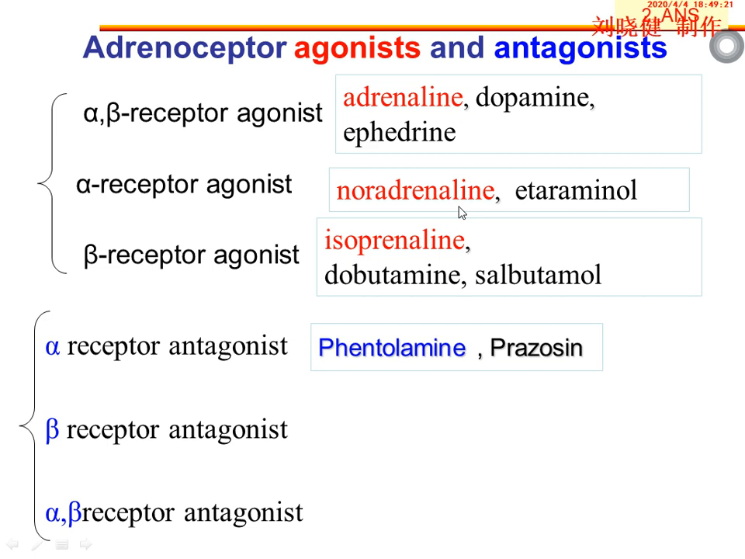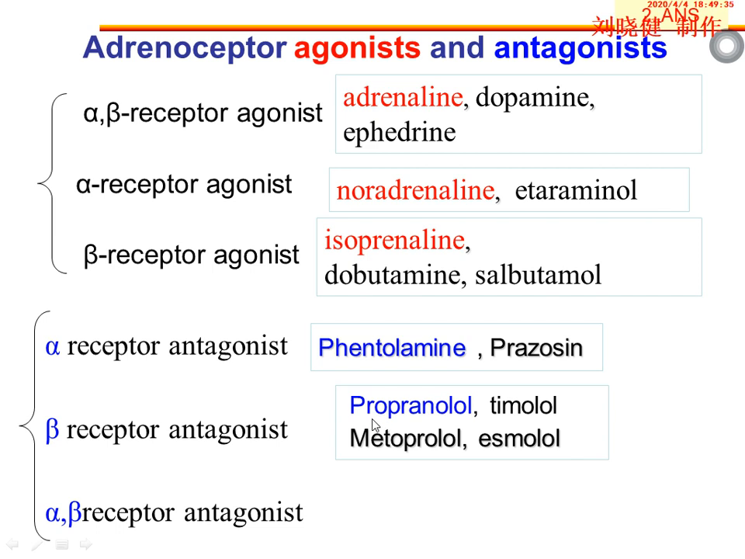You should know well their clinical uses. Antagonists: alpha antagonists, phentolamine and pyridoxine. This is a selective alpha-1 blocker. Propranolol, timolol, metoprolol, esmolol, these are beta receptor antagonists. Labetalol is a mixed antagonist. You should also know well their clinical uses.